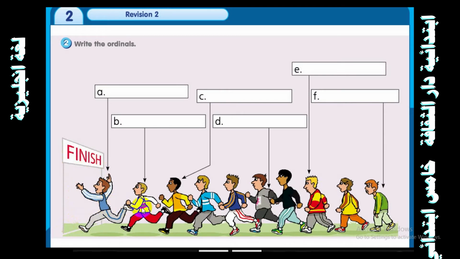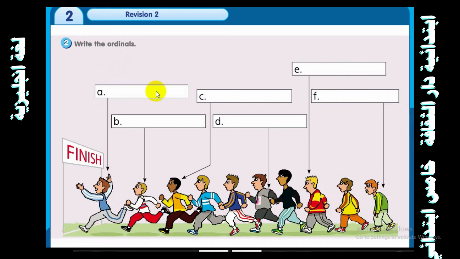First, second, say after me. First, second, third, fourth, 5th, 6th, 7th, 8th, 9th, and the last is 10th.